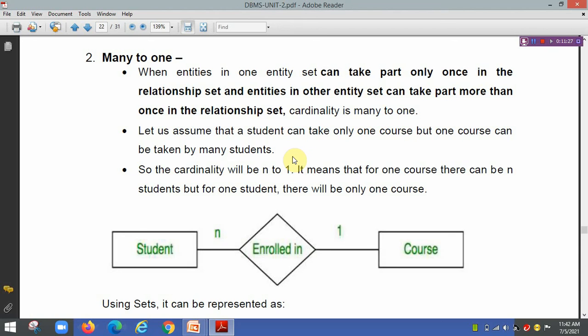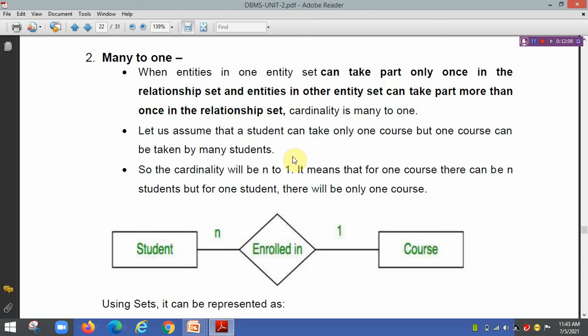But when the course is one, for example the DBMS or database package course, the Oracle course is one, it can be taken by many students. It is not the case that only one student can take it and the other students cannot. This is not possible. So more than one student can take part in one course. This is the concept of many to one. So the cardinality will be n to 1.